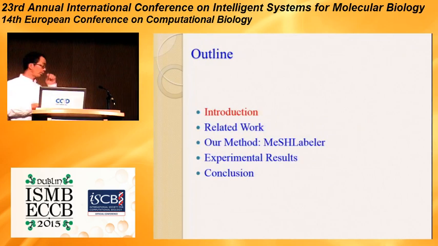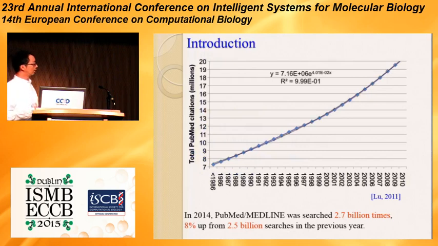We first introduce the problem a little bit. As we all know, the number of citations in Medline has increased exponentially in recent years. Currently, Medline has indexed over 23 million citations. In 2014, Medline was searched around 2.7 billion times, 8% up from last year.